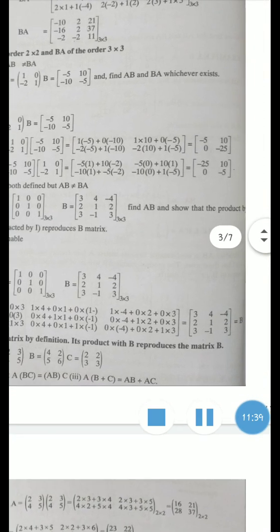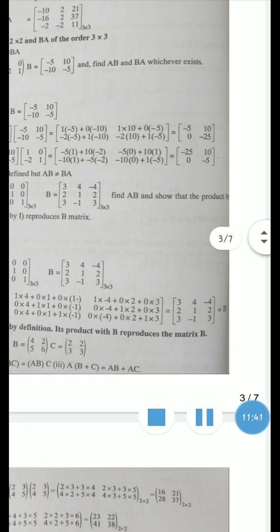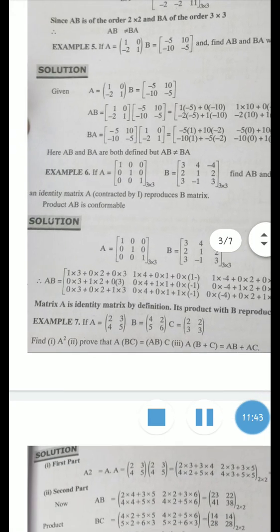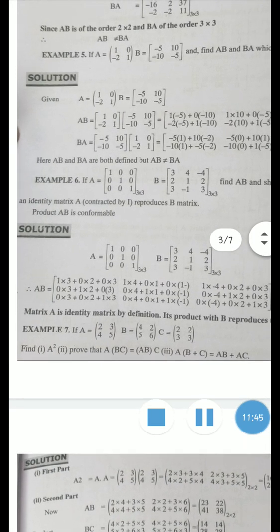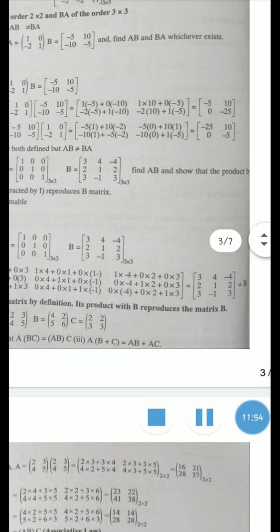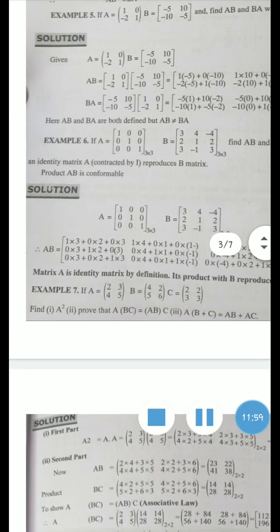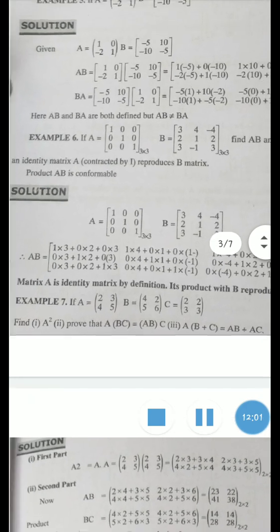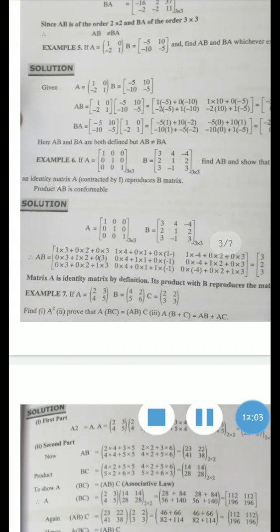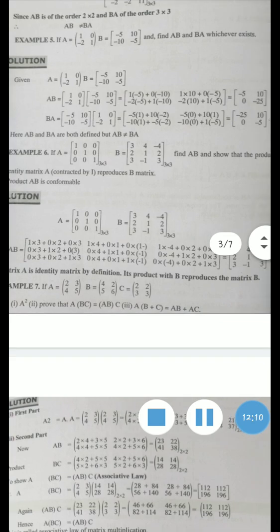Example 6. A and B are two matrices of order 3 by 3. Find AB and show that the product... One minute, the question did not come properly here. Okay, so we were doing example 6. Let us reread the statement.